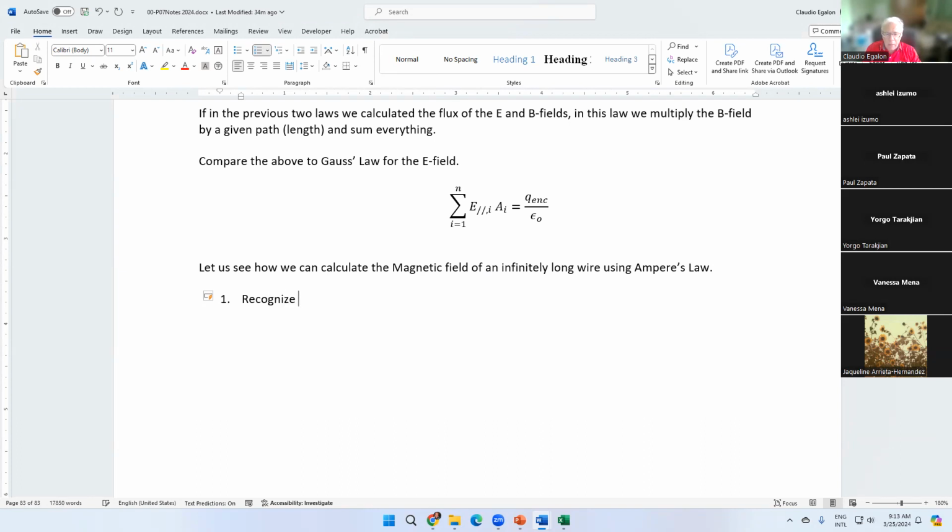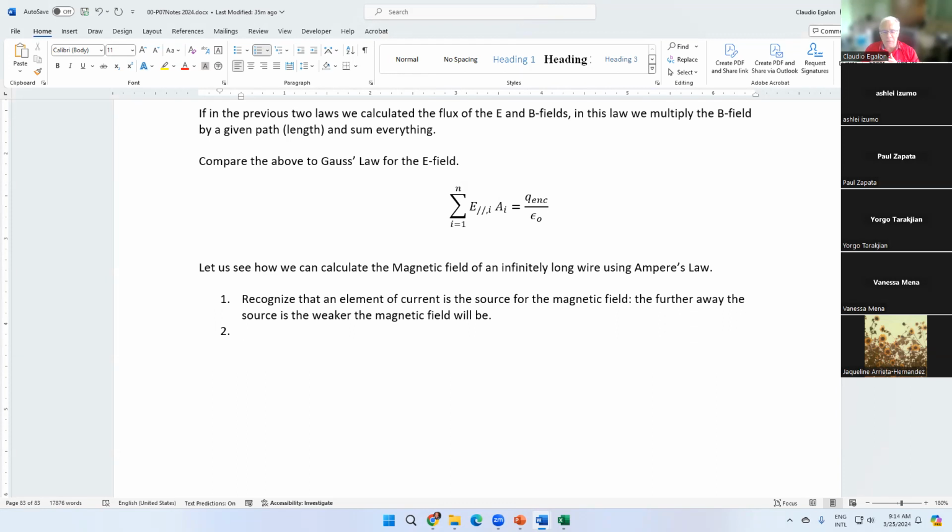Recognize that an element of current is the source for the magnetic field. The further away the source is, the weaker the magnetic field will be. Simple enough. Makes sense, right?